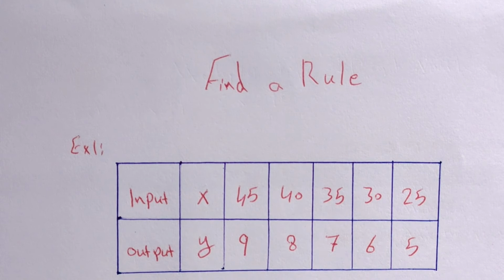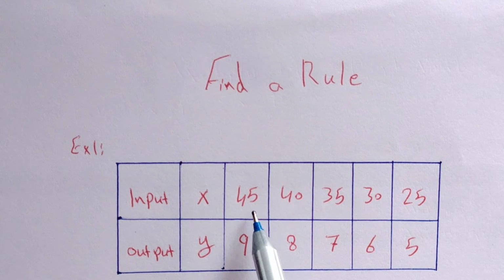Okay, now first we will forget the variables. Don't mind the variables there. Just look at the numbers. For example, 45 becomes 9. How? We have two things.